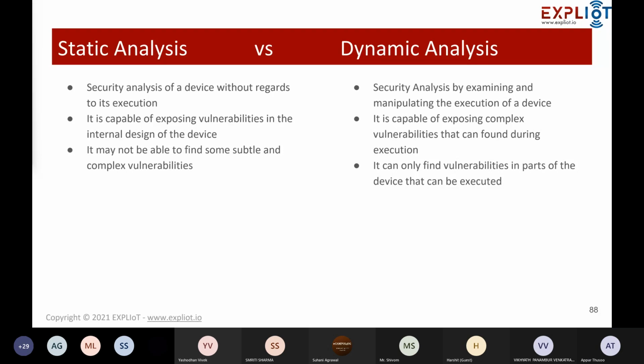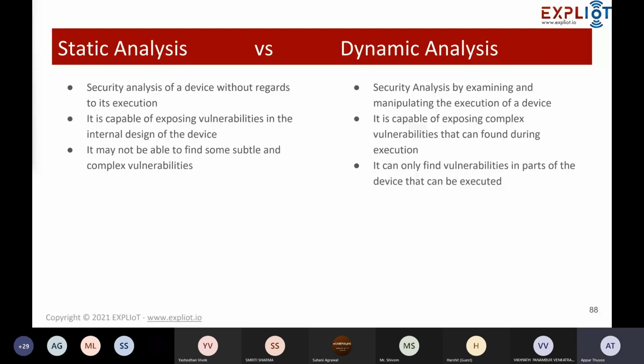So what we tend to do is we emulate a particular binary of a particular architecture and then hook the debuggers in order to find something in the execution state. So it is capable of exposing complex vulnerabilities that can be found only during execution, and it can only find vulnerabilities in the parts of the device that can be executed.